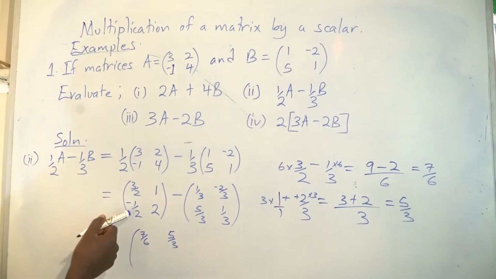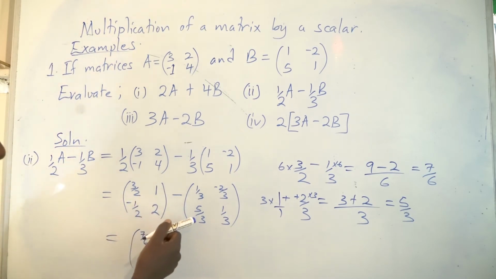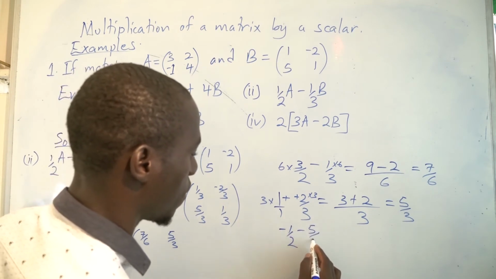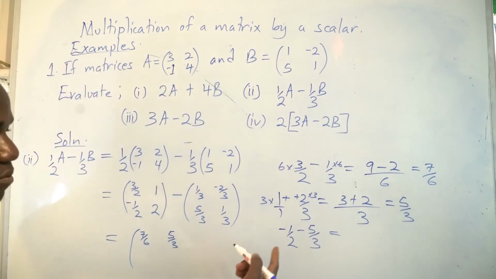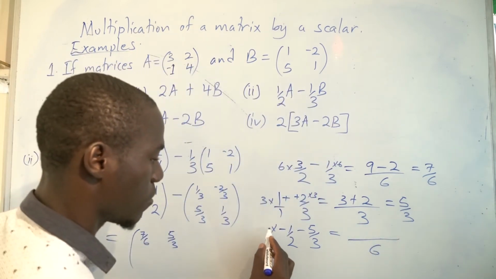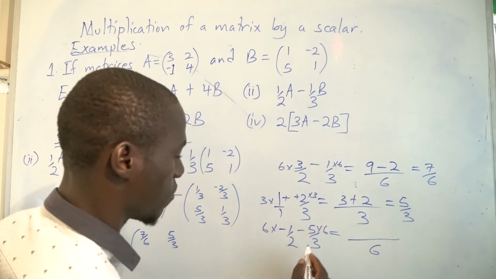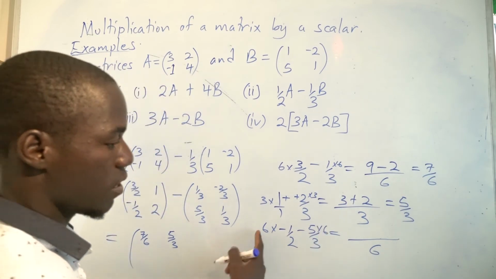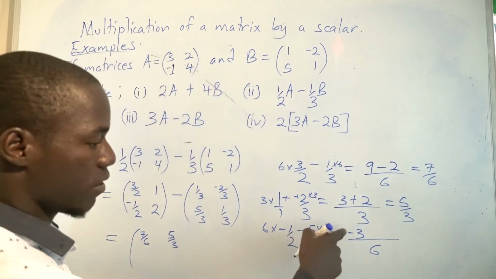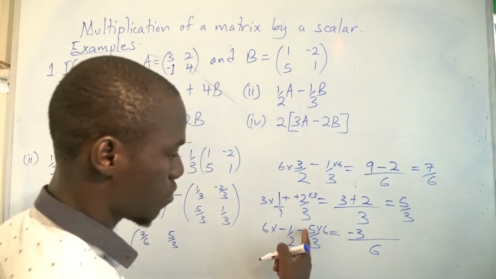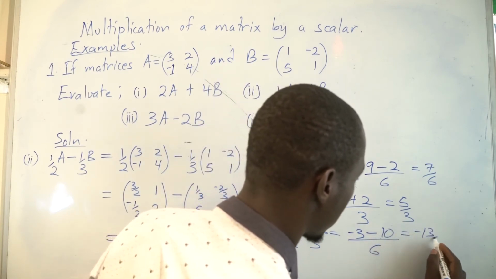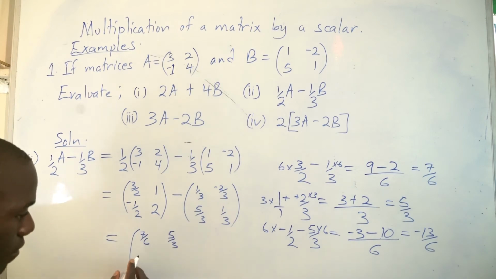Then I go to the next one, a half minus 5 all over 3. The LCM of 2 and 3 is 6. Then times 6 and there times 6. So this is a 3. That is negative 3, 3 times negative 1 is negative 3. This is a 2, 2 times 5 is a 10, to get negative 13 all over 6.